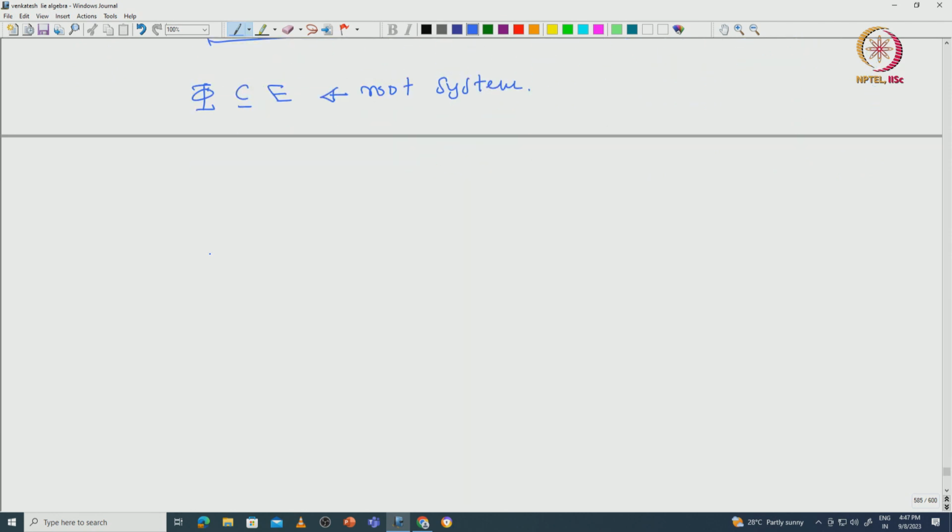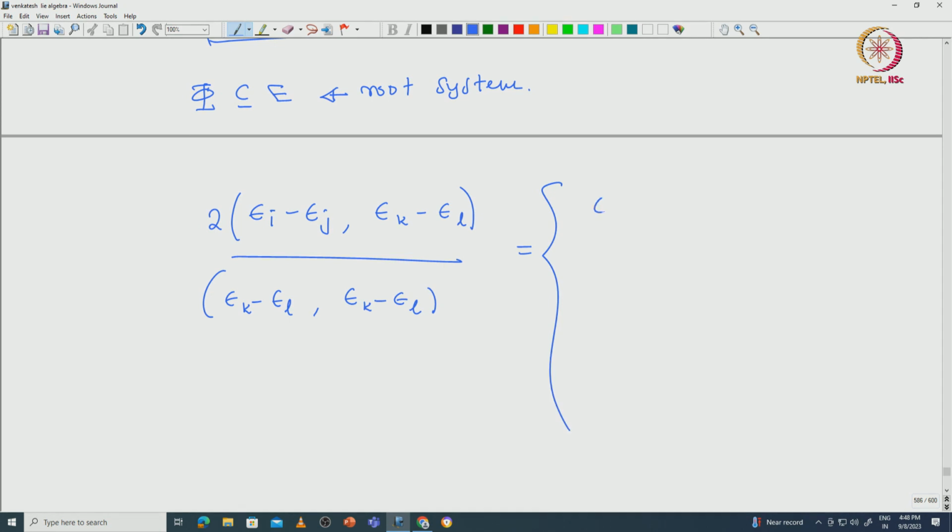So let us check what the Cartan numbers will be. If we take α, β being elements of Φ, then you can write them as ε_i minus ε_j, and ε_k minus ε_L. The Cartan number is this inner product divided by (ε_k minus ε_L, ε_k minus ε_L). If i, j, k and L are different, that is, the intersection of {i, j} with {k, L} is empty, then this is 0. Otherwise, (ε_k minus ε_L, ε_k minus ε_L) is just 1 plus 1, which is 2.